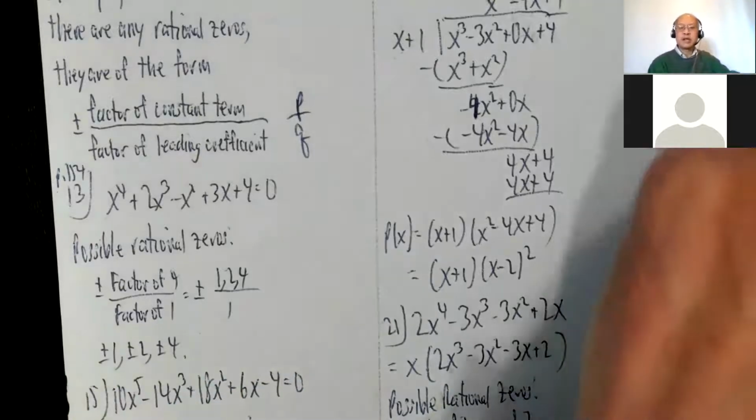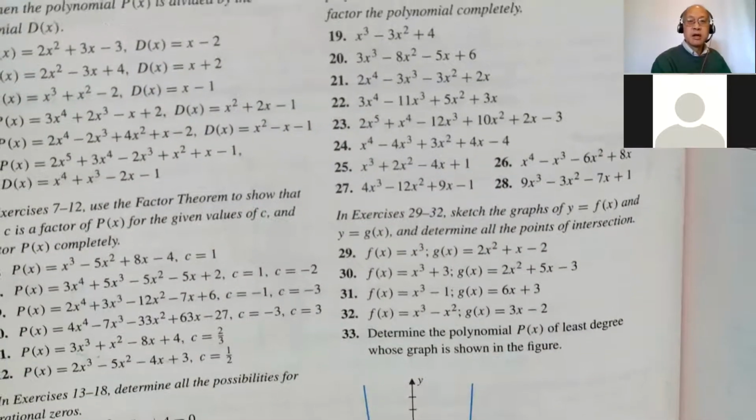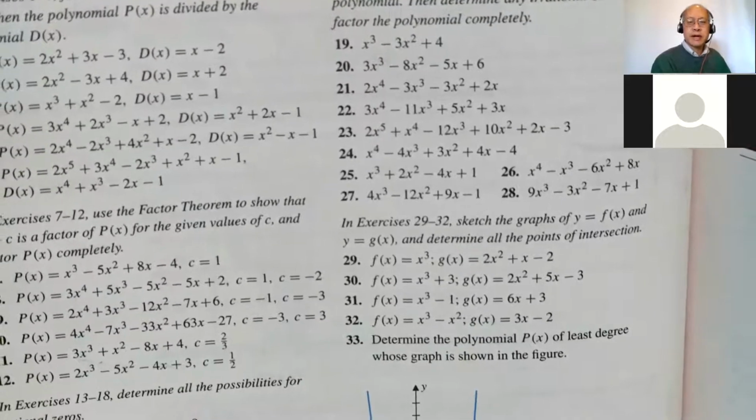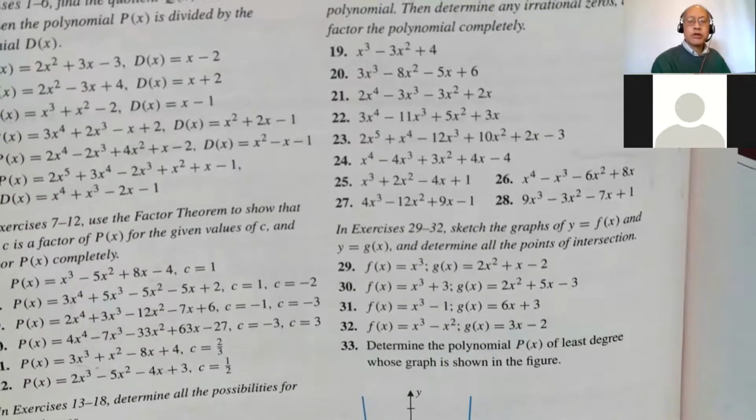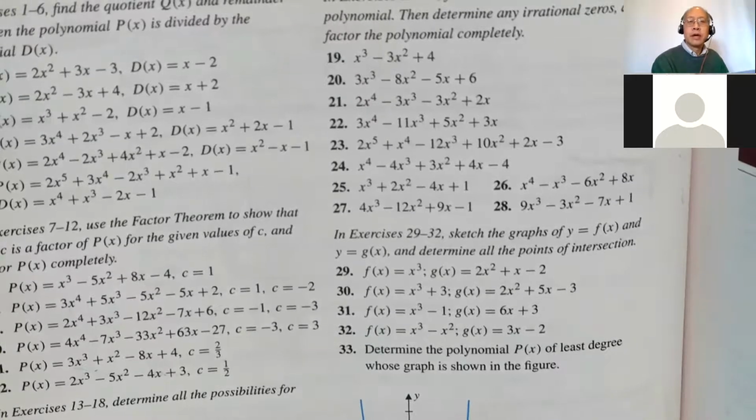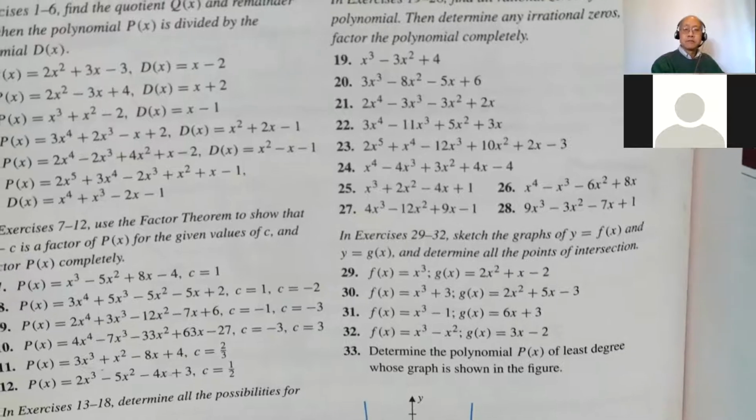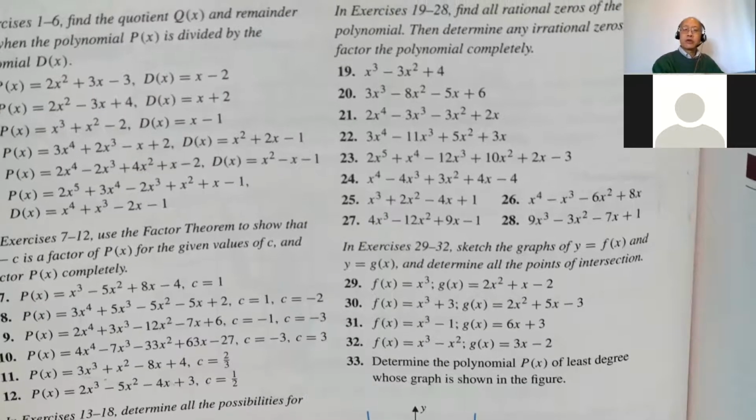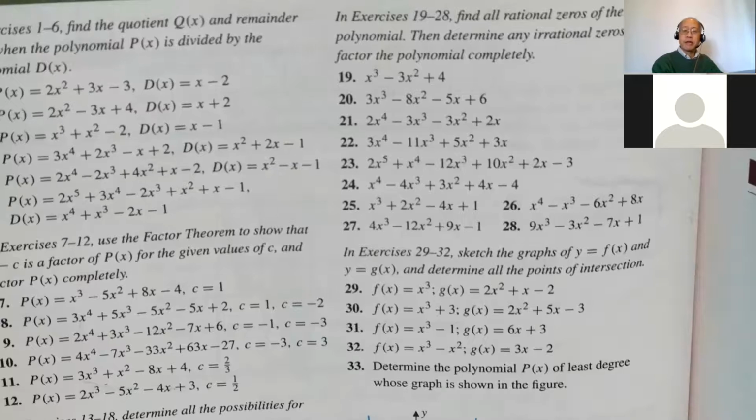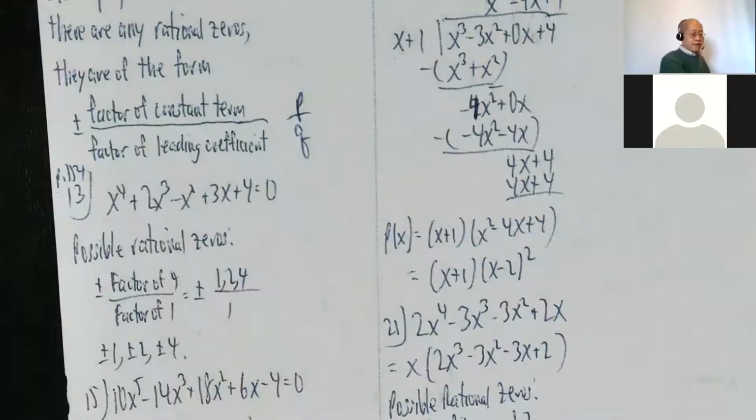Okay, 21 is definitely harder because it's 4th degree: 2x to the 4th minus 3x cubed minus 3x squared plus 2x. Therefore, there's going to be 4 factors, and there's also going to be 4 zeros. By the way, we're not guaranteeing we can always get them, and you might have to go to the complex realm. So we're back to doing complex numbers again, a plus bi. But there has to be 4 zeros and 4 factors.